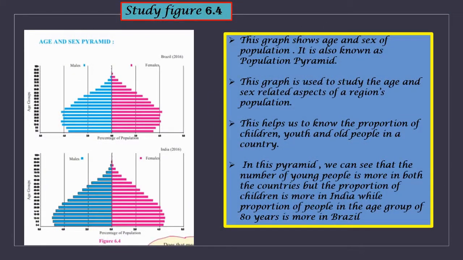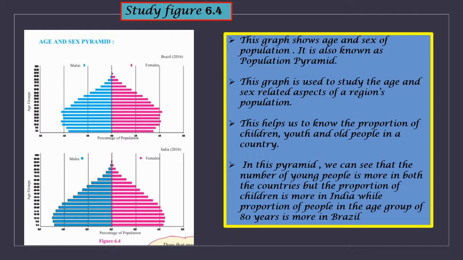Students, now let us understand the figure 6.4. Complex data is more easily interpreted through visualization, and one of the ways demographers represent the internal distribution of population is the population pyramid. A population pyramid is a bar graph which shows the age and sex structure of a population. This information is very useful to government for policy planning.